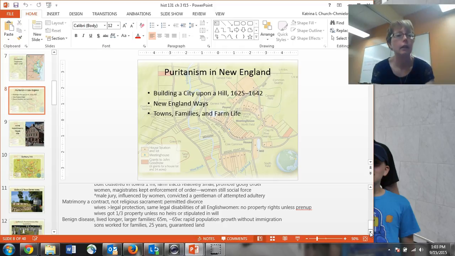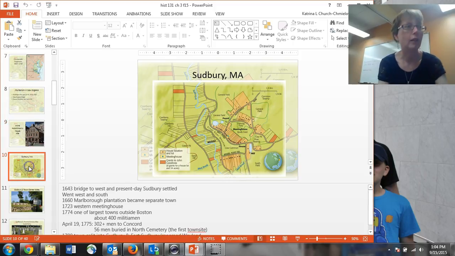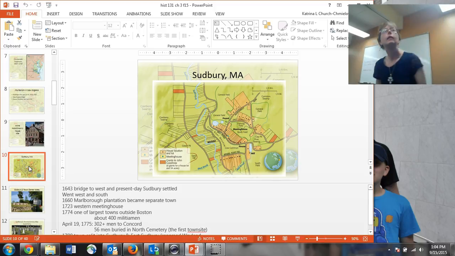And this is Chipotle, but this is Anne Hutchinson's house site. So you can walk by it here in Boston if you go through Boston. It's pretty fun. And here's the map of Sudbury. Okay, so today, Sudbury is what they used to call West Sudbury. Okay, today Wayland is where the original meeting house is, and you'll see pictures of that.